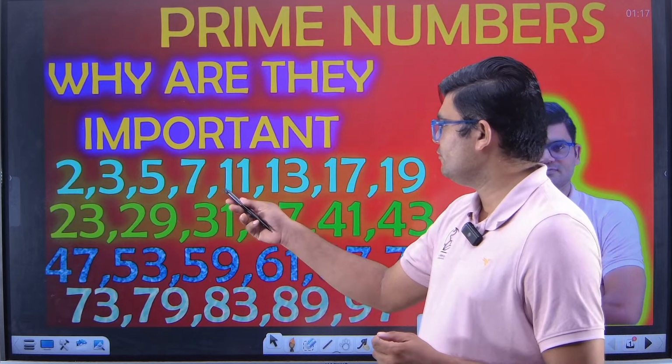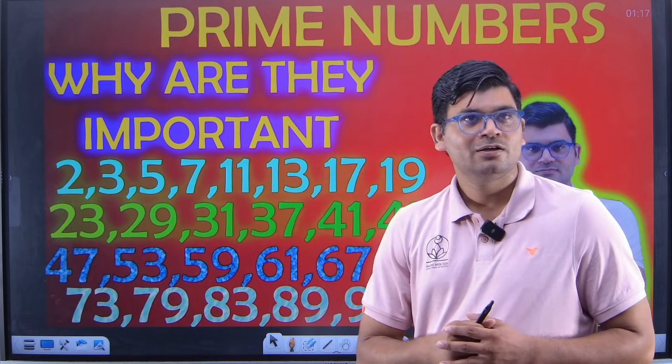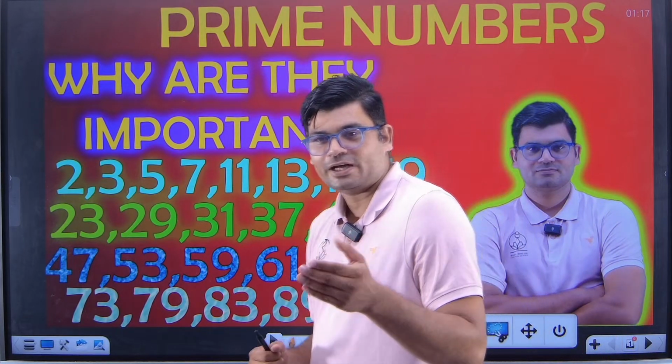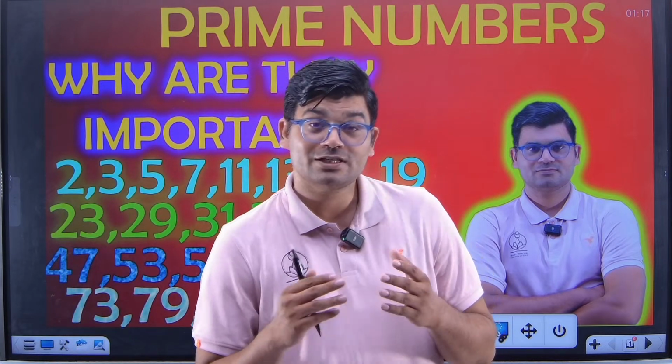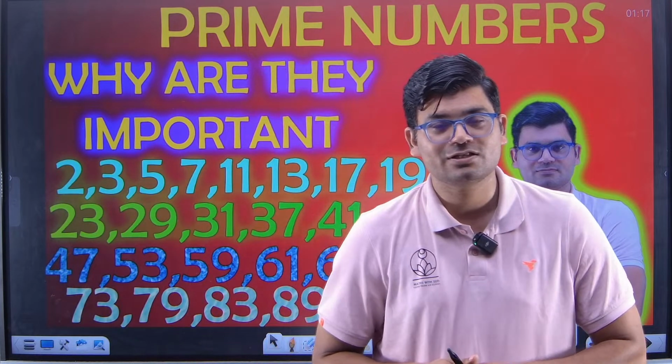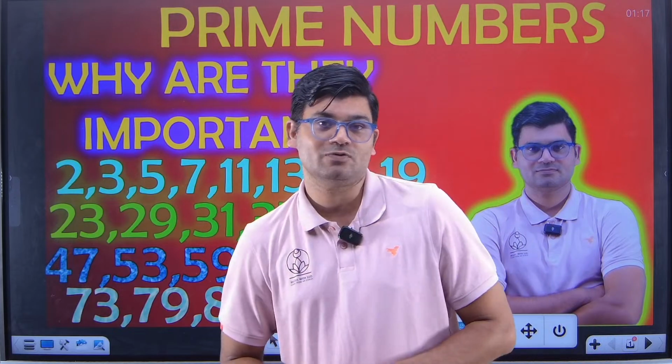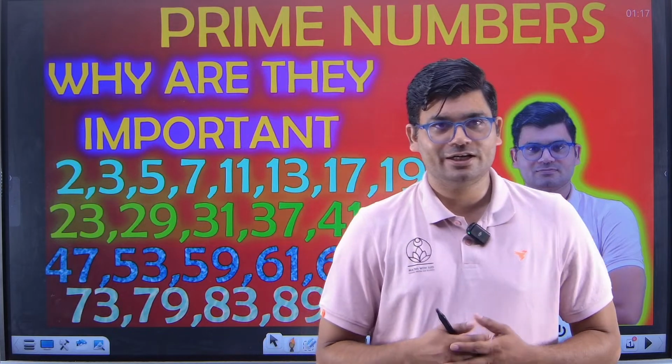So they are 2, 3, 5, 7, 11, then 13, 17, 19, then 23, 29, 31, 37, 41, 43, 47, 53, 59, 61, 67, 71, 73, 79, 83, 89, and 97.